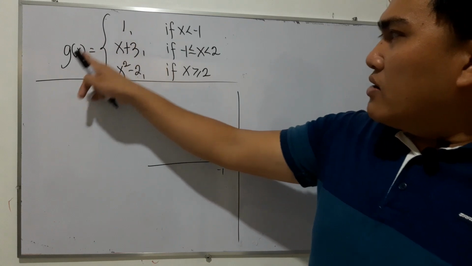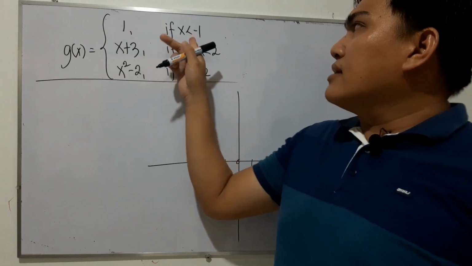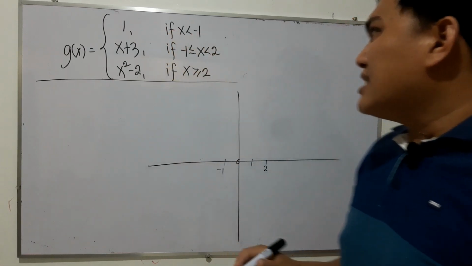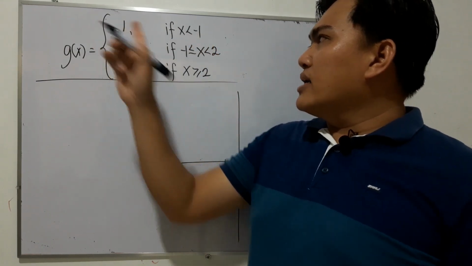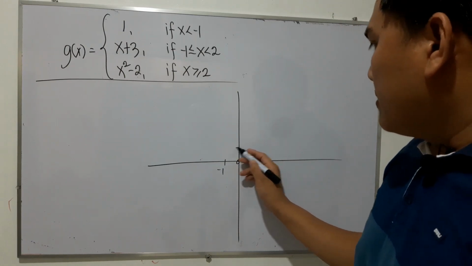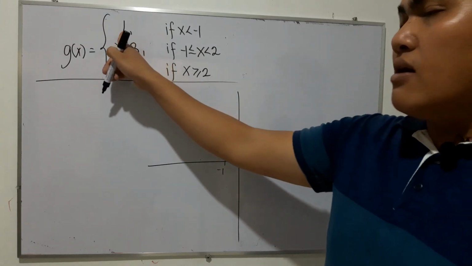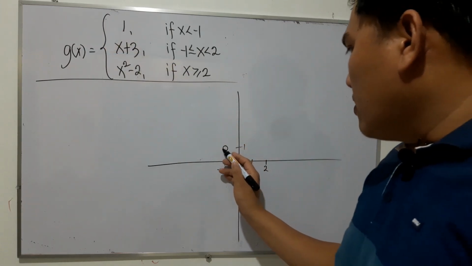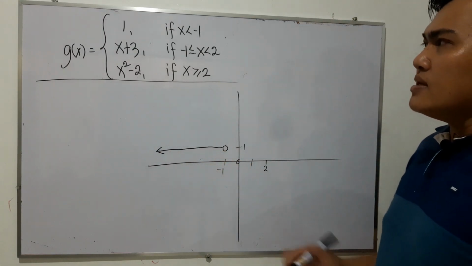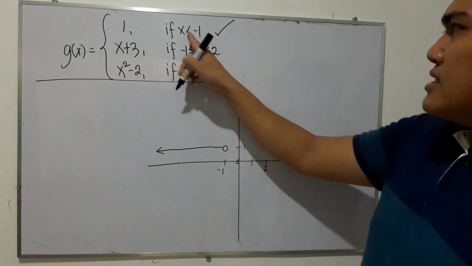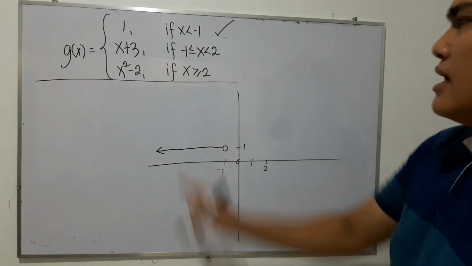So we are expecting on the first part that this is a constant function, so it's going to be a horizontal line. But the domain is restricted to be less than negative 1. If x is negative 1, y is 1, so we should have a hollow circle here. And then, since this is a constant function, always equal to 1, it's going to be like this. So we're okay with this. For x less than negative 1, the y value is always 1. So it's like that. How about this?